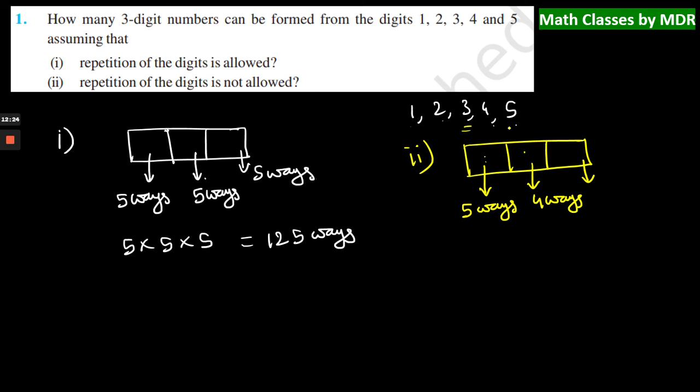Suppose let us say that I have used here 3 and 5. Then 3 and 5 cannot be used in this units place, so we can use either 1 or 2 or 4. That means 3 ways are possible here. You can fill this place in 3 ways. So now total how many ways? 5 into 4 into 3, that is 20 into 3, 60 ways we can fill, right, by using the principles of counting.